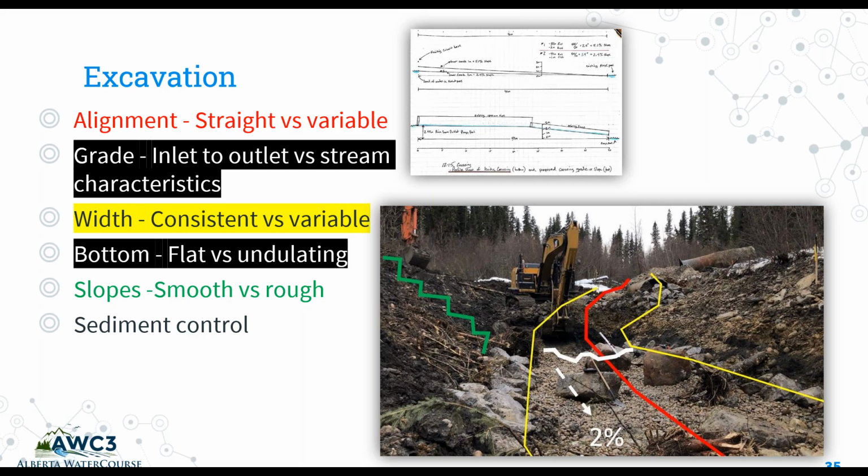Excavation, so you've got a site plan. If you're excavating a site for a culvert, your alignment might be straight. If you're doing a creek, it may be variable. The grade: you'll want to consider the inlet and outlet versus the stream characteristics. So if you're looking at the inlet and the outlet on a hanging culvert, it could be a 10% slope or a 2% slope, but if you go upstream or downstream of your creek, it may be a 1% slope. The width and consistency of your excavation: if you're doing a culvert, you'll want it to be nice and straight. If you're doing a creek, it can be variable.